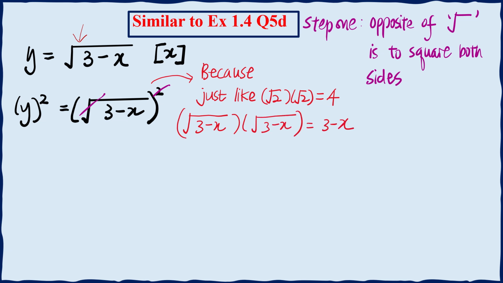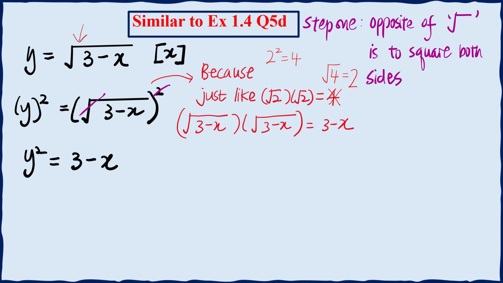Square root 2 times square root 2 gives you 4. Sorry, that is wrong. I'm very mad with myself. Square root 2 times square root 2 gives you square root 4, and that gives you 2, because 2 squared is equal to 4. So therefore, square root of 3 minus x times another square root of 3 minus x will just give you 3 minus x only. So we will end up having y squared equals to 3 minus x.